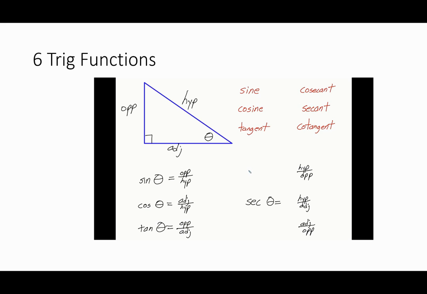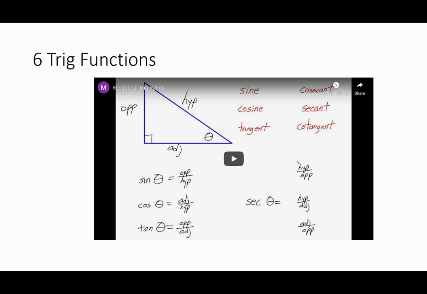So in order to tell it apart, we instead use CSC, the first letter of each syllable: Co, C, cant. And then for cotangent, we use COT. And we've got cosecant, secant, and cotangent: hypotenuse over opposite, hypotenuse over adjacent, adjacent over opposite. If you use SOHCAHTOA.